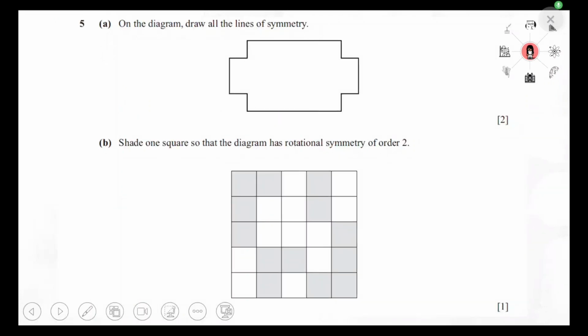Question 5a. On the diagram, draw all the lines of symmetry. This figure has 2 lines of symmetry, a vertical line and a horizontal line.